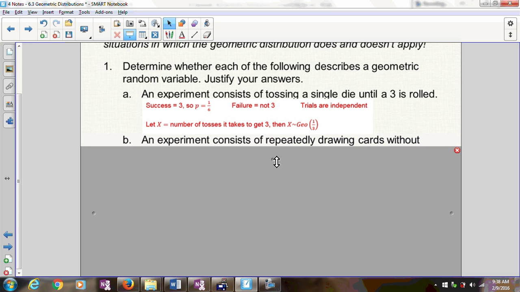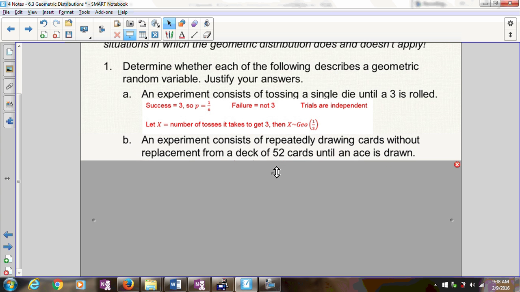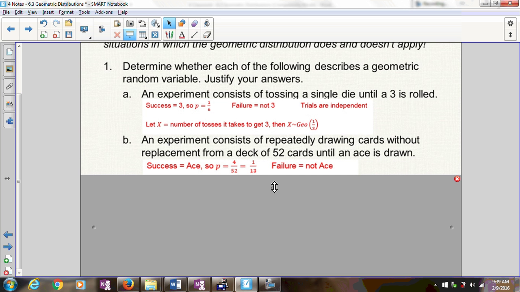In the second one, it says an experiment consists of repeatedly drawing cards without replacement from a deck of 52 cards until an ace is drawn. So that sounds good. It sounds like geometric. In this case, our success would be drawing an ace. The probability of success then would be 1/13 because there are 4 aces and 52 cards. So 1/13 would be our probability of success.